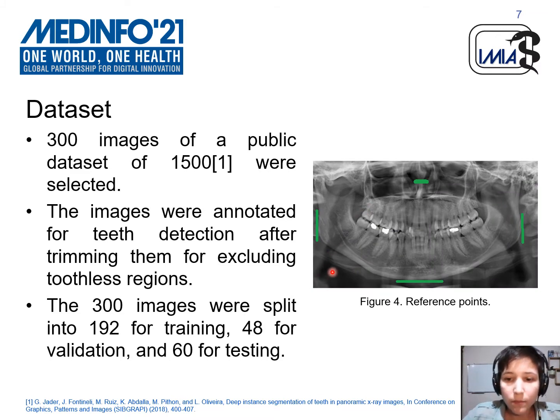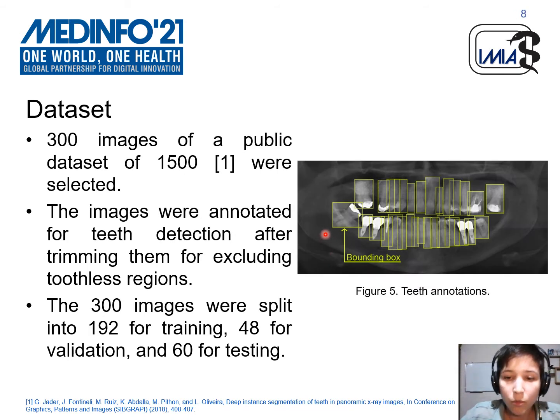After that, we proceeded to trim the panoramic images to exclude toothless regions using as reference points the green sections here in figure 4. And after that, we proceeded to perform the annotations for teeth detection by drawing a minimal rectangle named bounding box around each tooth in an image. And finally, the 300 images were split into 192 for training, 48 for validation, and 60 for testing.